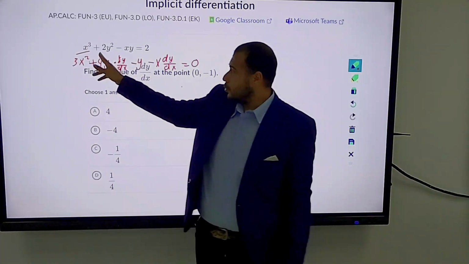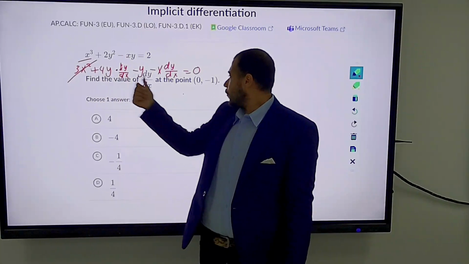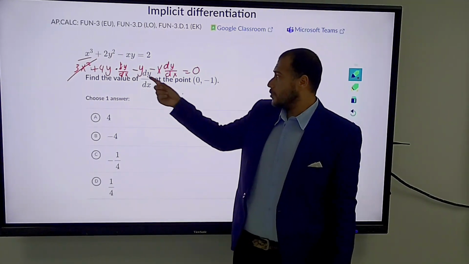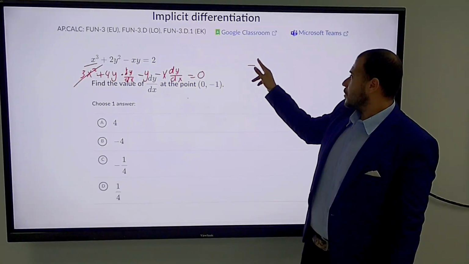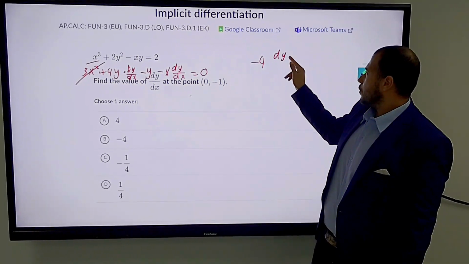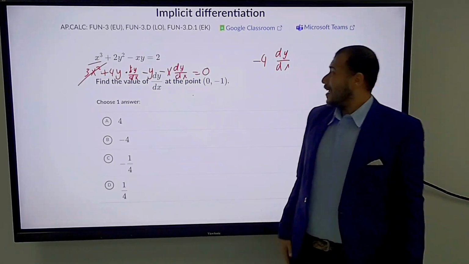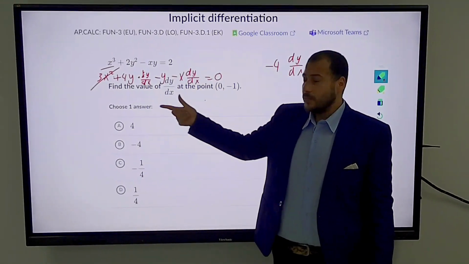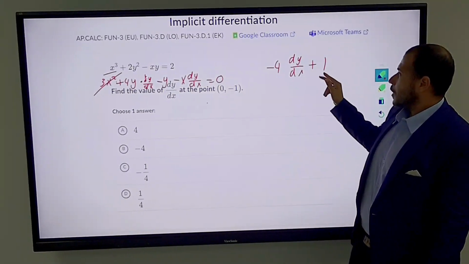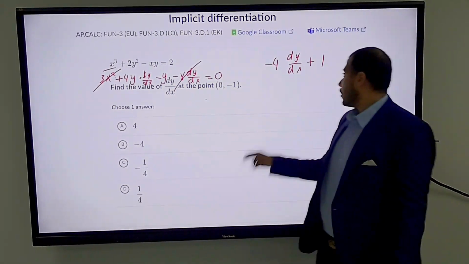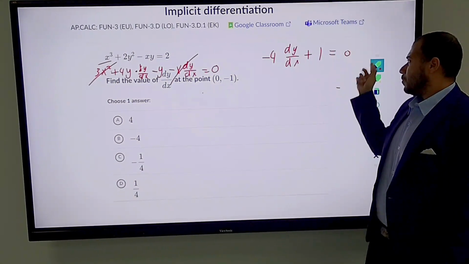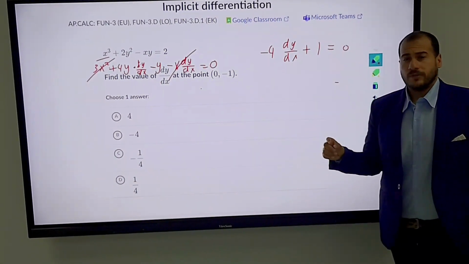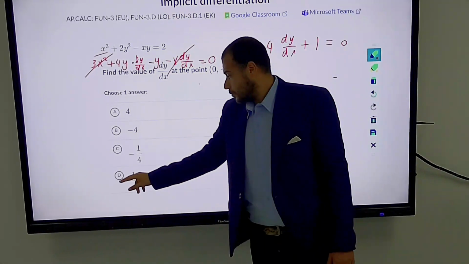So the first term will be 0. And then 4 times negative 1, negative 4 times dy/dx. So it will be negative 4 dy/dx. And then negative 1, it will be plus 1. And this one is 0 equal to 0. So it will be negative 1 divided by negative 4, which is 1 over 4. This one.